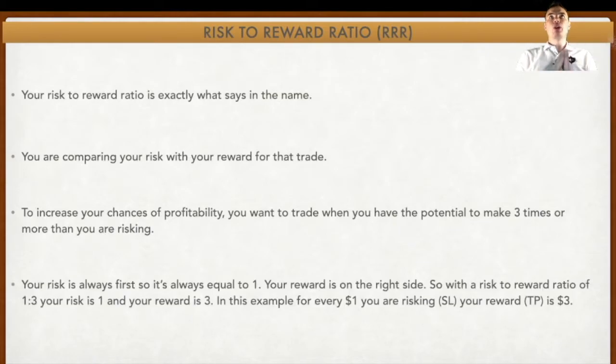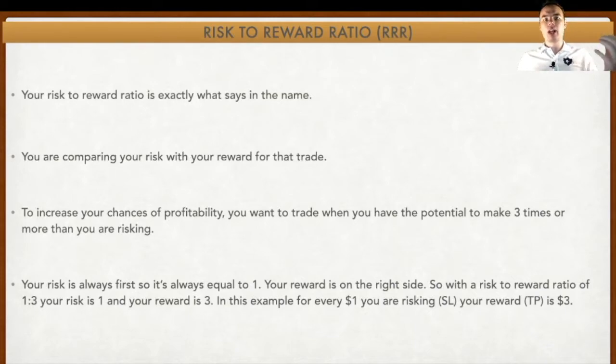When you look at the ratio, the first number is always 1. That is your risk. You're always risking 1, so it's $1, whatever the case might be. On the right side is your reward. So you're comparing your risk against your reward. For a 1 to 3, your risk is, let's say, $1, and your reward is $3. So if your stop loss is 20 pips, your take profit needs to be 60 pips for a risk to reward ratio of 1 to 3.